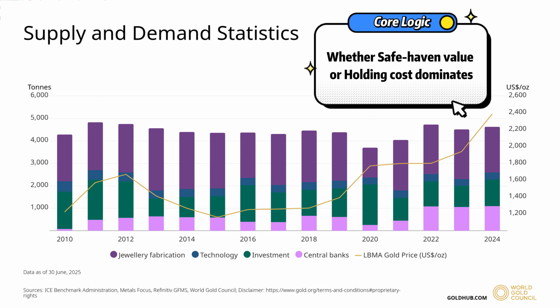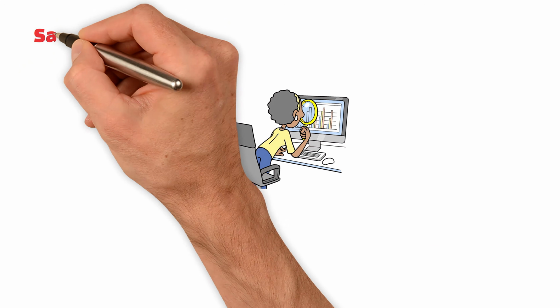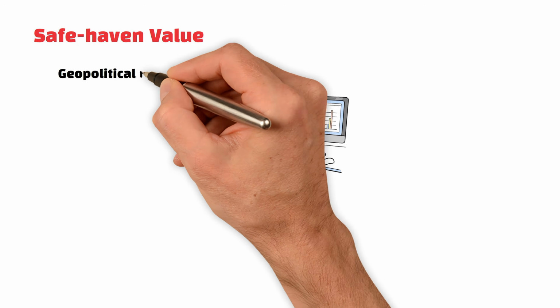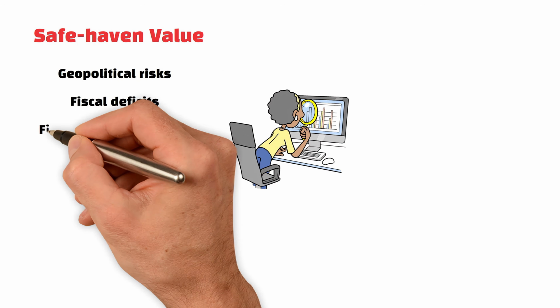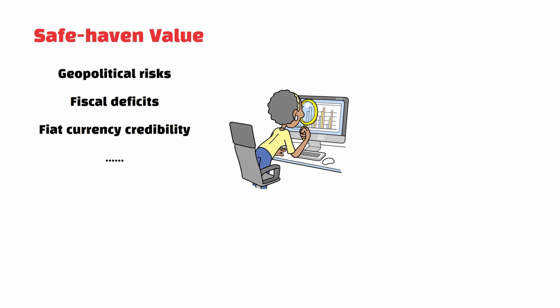If we apply this logic to today's environment, we see that gold's safe haven value remains elevated. Geopolitical risks and fiscal deficits around the world haven't eased, and concerns about fiat currency credibility remain, all of which keep boosting gold's safe haven role. At the same time, central banks, especially in emerging markets, are still increasing their gold reserves, reinforcing its role as a safe haven. Now let's look at holding cost.